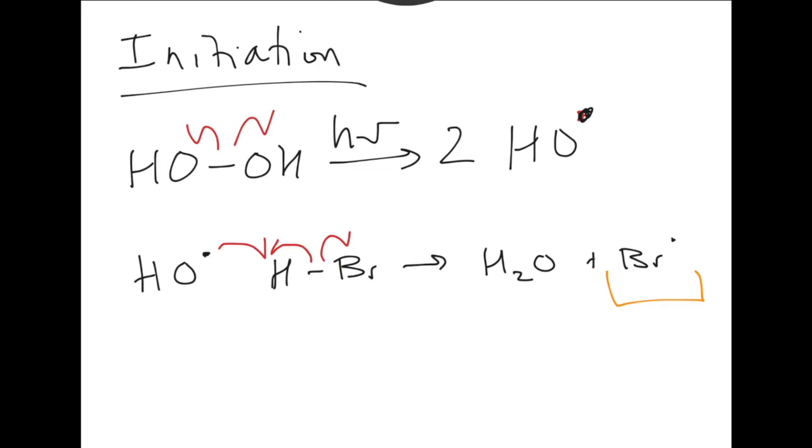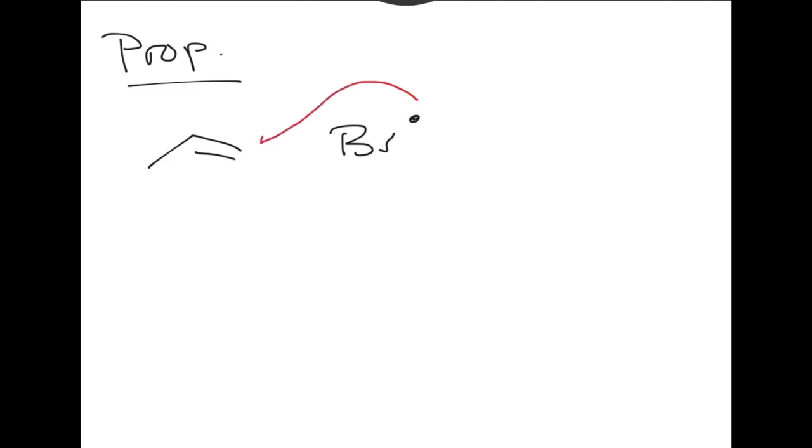This is the radical that actually interacts with our double bond. Right, so once we have that, we can do propagation using that bromine radical. So we have our double bond. We have our bromine radical. Now, our bromine radical will react with the pi bond, bring electrons like that. So you're going to break your carbon-carbon double bond. One electron is going to go pair up with the electron from the bromine radical, and the other electron is going to go on to the carbon. So that's going to give you a carbon radical.